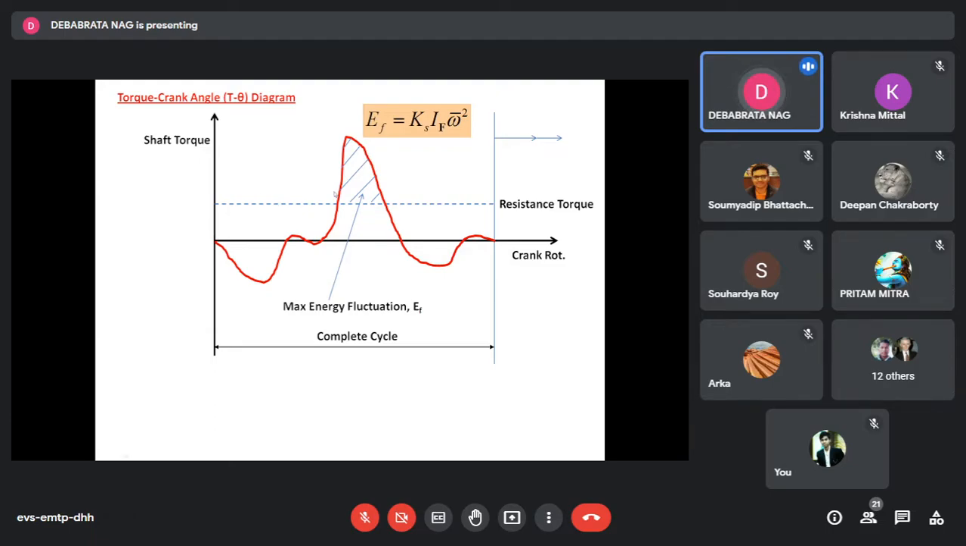Why? Because many times you see these engines are actually coupled with what is basically called a prime mover. So it basically drives another agency, and in most of the cases we use this engine.